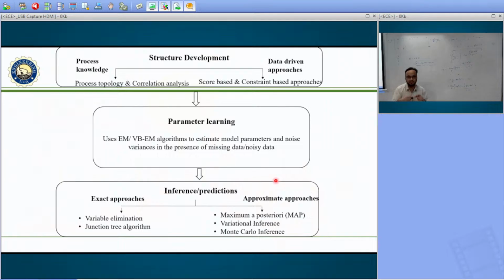Once you do the parameter learning, the third part is inference. Inference is prediction, where for one particular variable you want to do the prediction. So there are three layers when you want to construct a Bayesian network. First is structure development, which can be data driven or from process knowledge available from flowchart information. Next is parameter learning, then inferencing, which is predictions. There are multiple methods available to do these; I will go with the Bayes theorem based approach, the Bayesian approach.